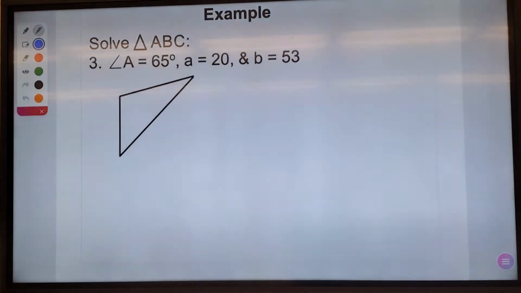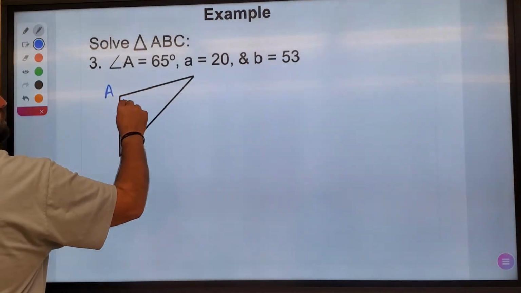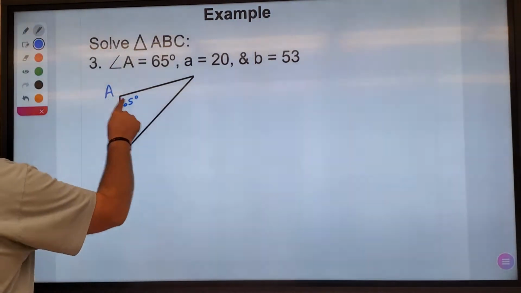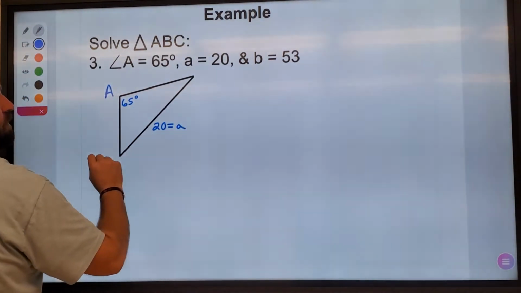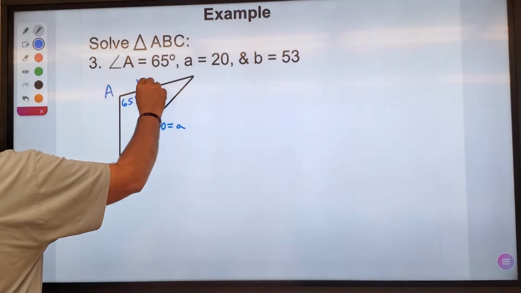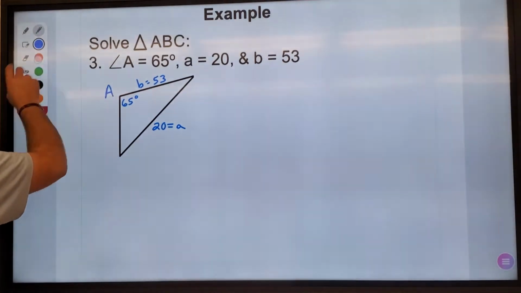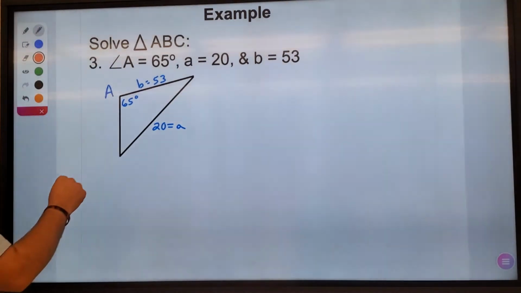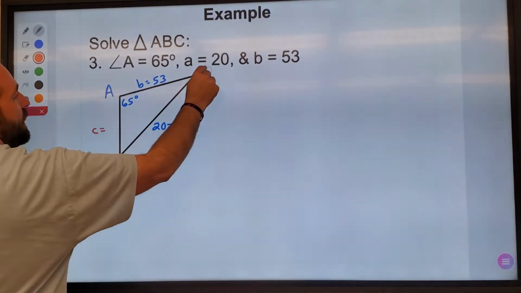Okay, problem 3, again, is a situation where I'm given one angle and 2 sides. So I'm going to go ahead and label, again, as I choose. Angle A could be whichever one you want it to be. So let's say angle A is up here. It's 65 degrees. Side A is 20. We'll say side B, just for the purposes of staying consistent with the last problem. Side B is up here, 53. So now I'm missing angle B, side C, and angle C.